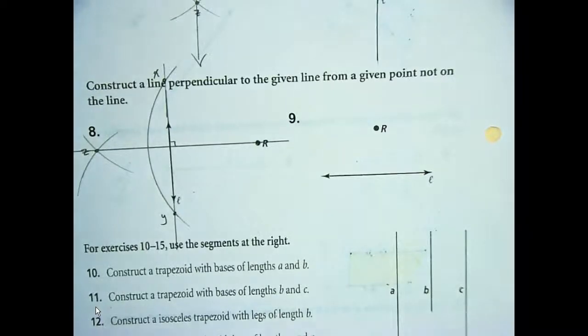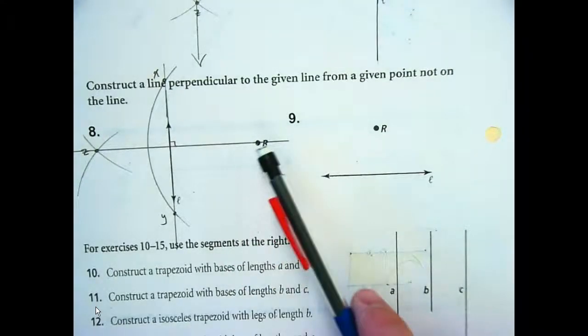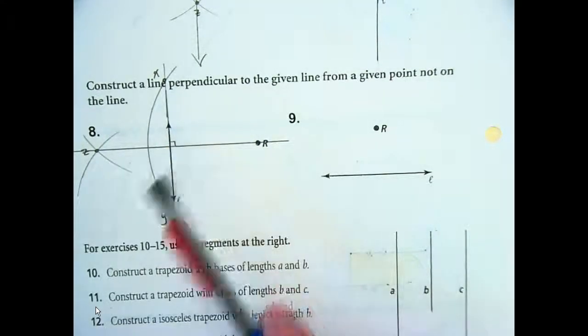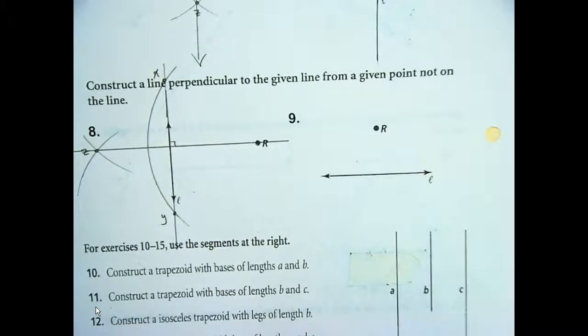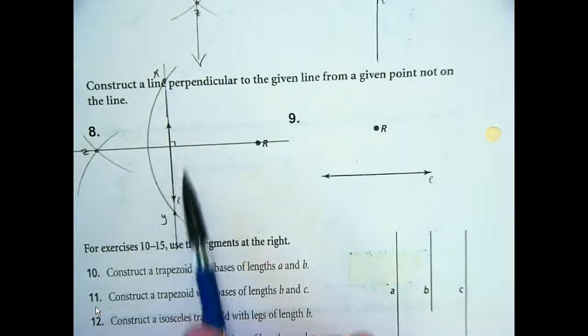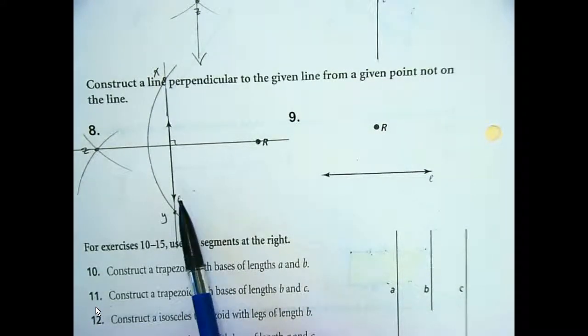Yes? Could it be in between the 2 arrows? You mean where it intersects? So you see how there's an arrow at line L and another one? Does that have to be on the outside or inside? No, you mean the point of intersection? Yeah, it could be in between.